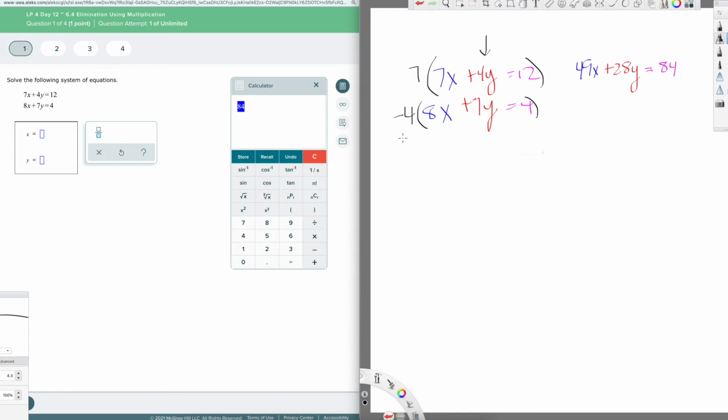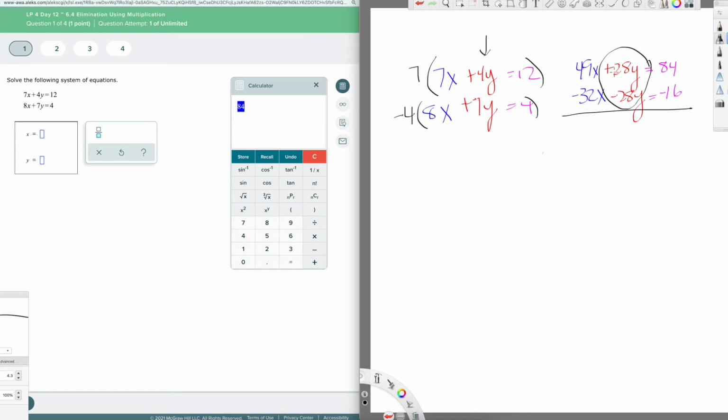So negative 4 times 8, that gets me negative 32x, negative 4 times positive 7, that's negative 28y, equals 4 times negative 4 is negative 16. So now something matches here. We forced it to match.